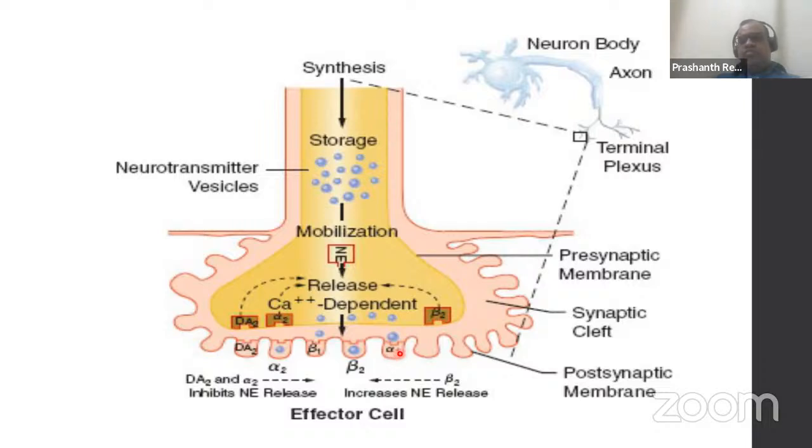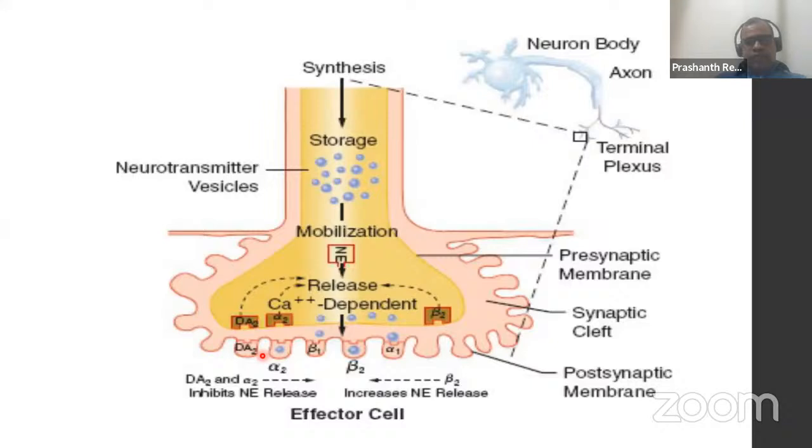Alpha 1 receptors are usually only postsynaptic receptors. Beta 1 are also mostly postsynaptic receptors, whereas beta 2 receptors can be either presynaptic or postsynaptic. Presynaptic beta 2 receptors and postsynaptic beta 2 receptors actually have quite opposite modes of action. The dopaminergic DA1 receptors are mostly postsynaptic, while DA2 receptors, that is dopaminergic 2 receptors, can be presynaptic or postsynaptic.